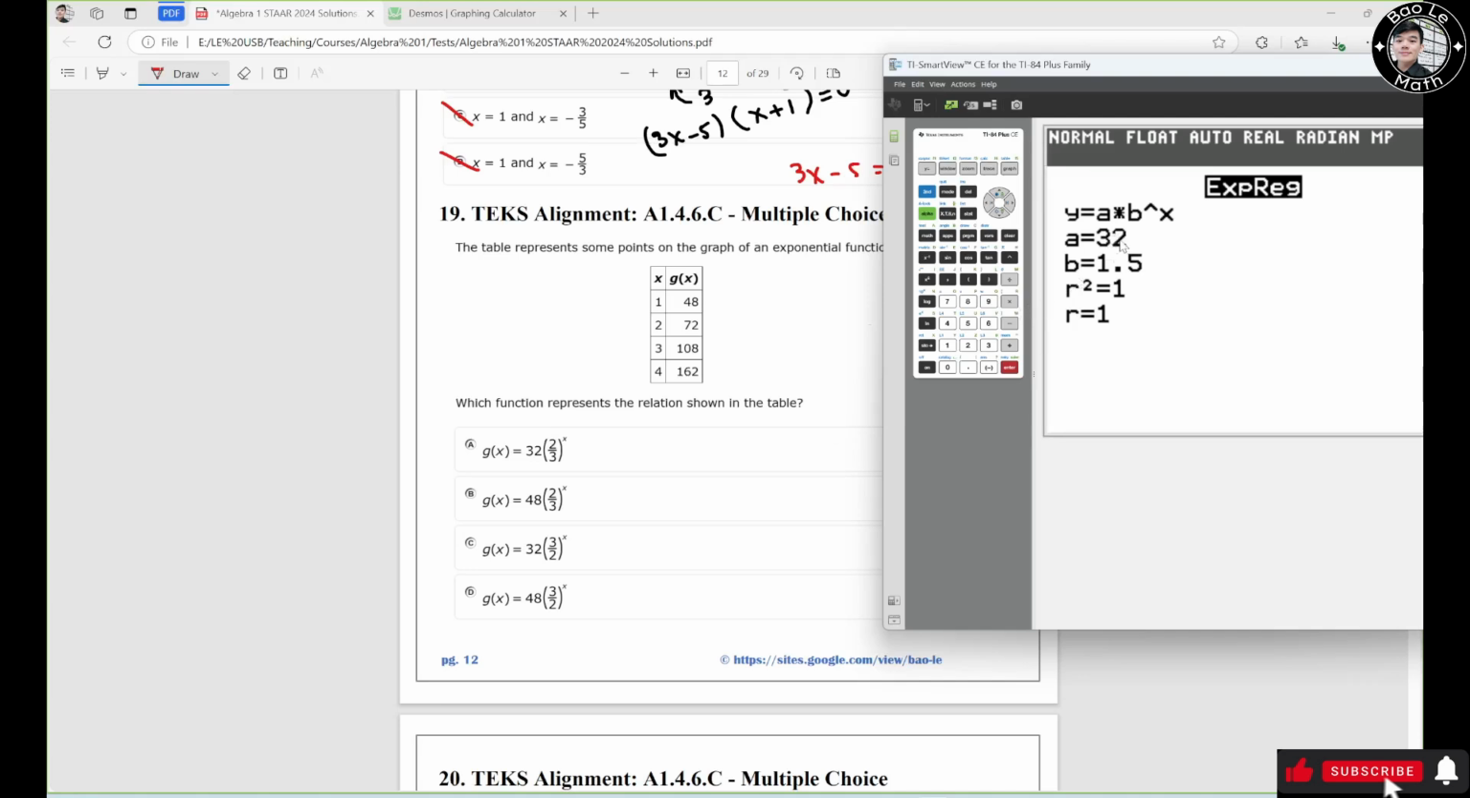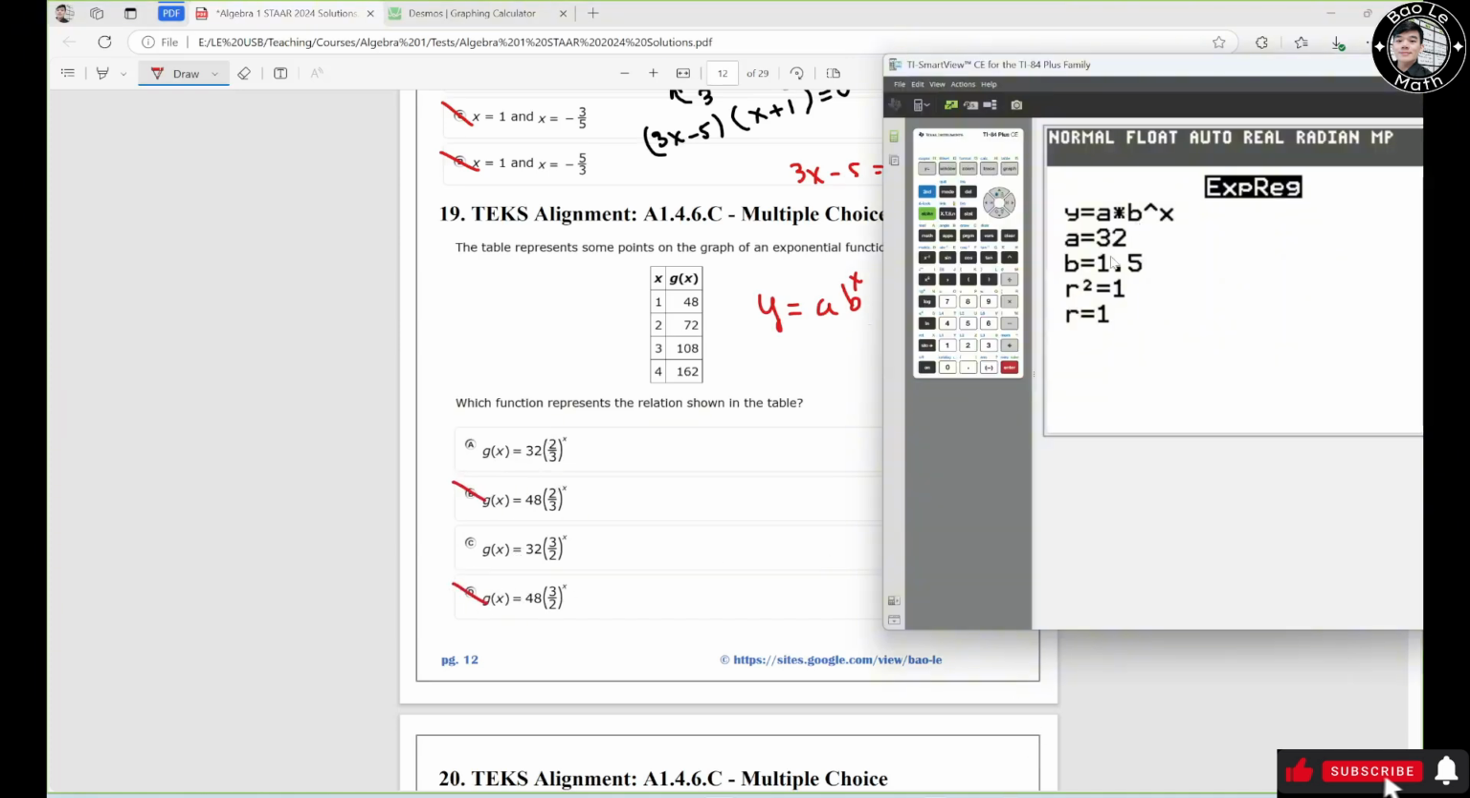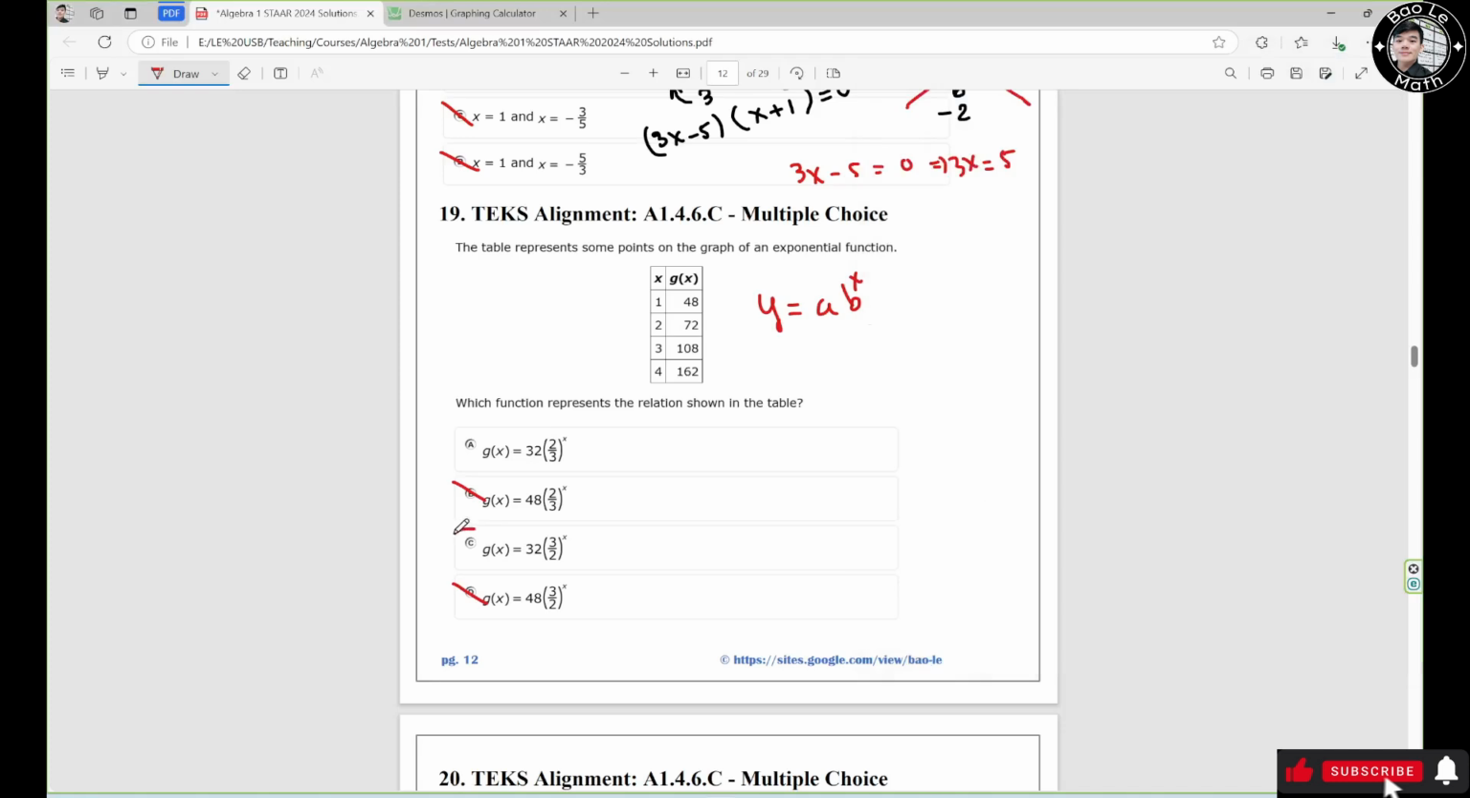So a equals 32, which means initial value, right? We know that the exponential function is going to be y equals a times b to the power of s, right? A is the initial value. So a equals 32, we need to eliminate B and D, right? B right here. So it's going to be 1.5, 1.5, which means 3 over 2, right? So the answer must be C.